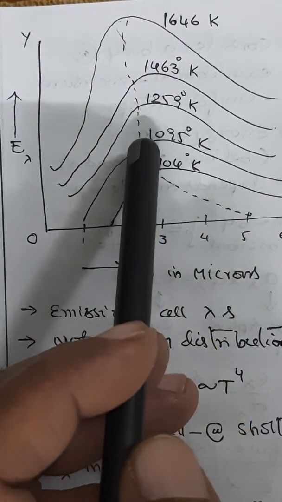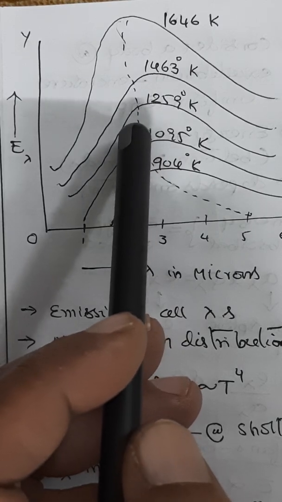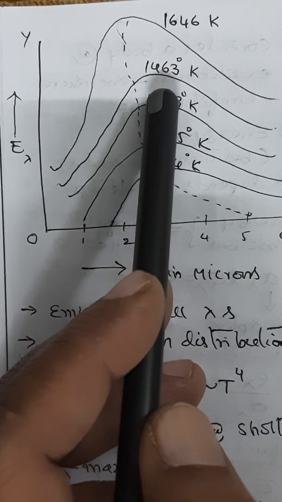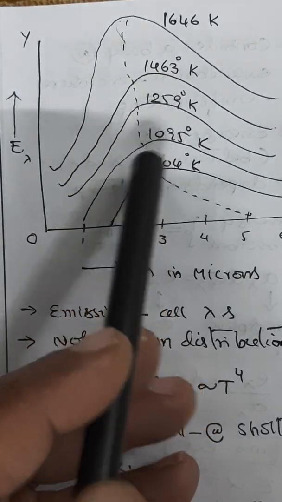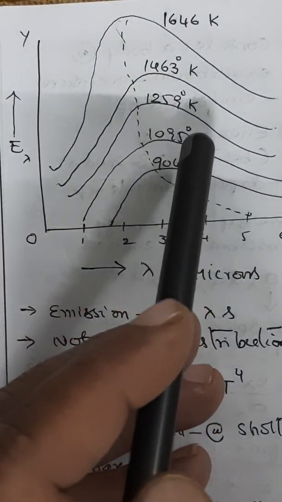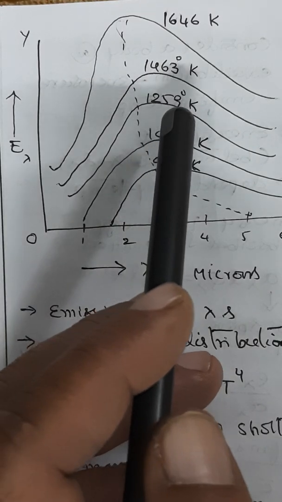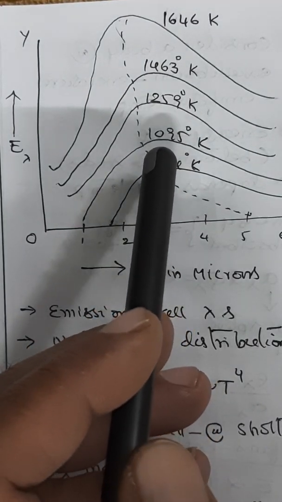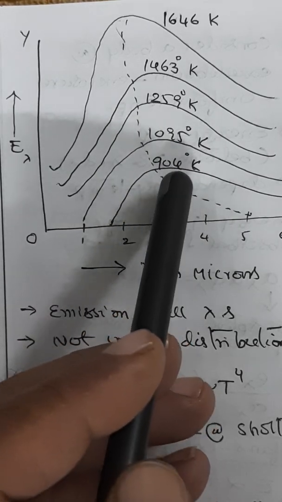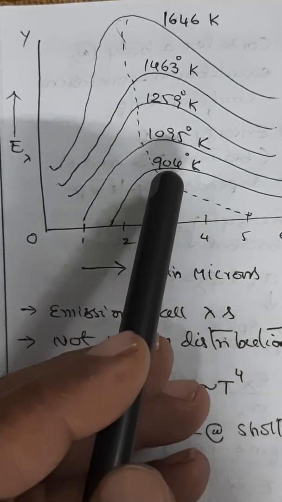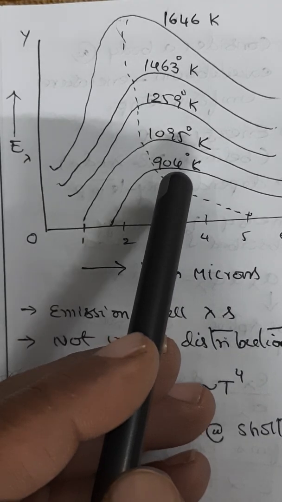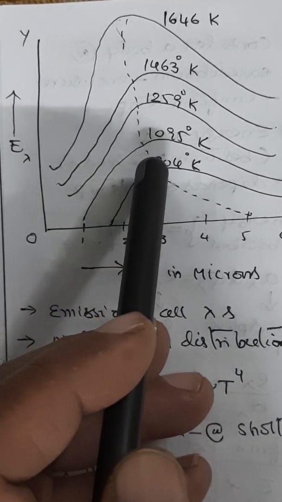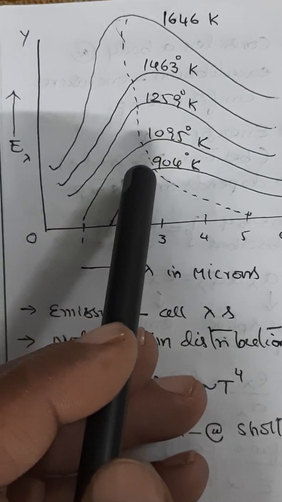Wien's displacement law. I am recapping. The amount of radiant energy emitted is small at very short and very long wavelengths. At a particular temperature, the spectral radiancy, that is E lambda, is maximum at a particular wavelength. So the maximum wavelength is represented as lambda m. Most of the energy is emitted at wavelengths not very different from lambda m.